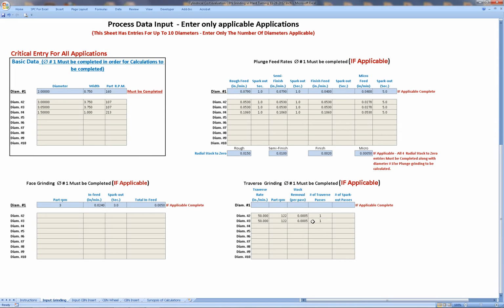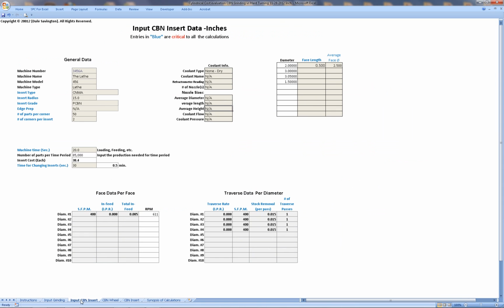no spark out pass. Also for this demonstration, I left a face to grind, and that would be a face between the two journals, the diameter 1, 2 inch, and the diameter 2, 3 inch. The RPM is higher than 3. It should have been 107. We're running 24,000 inches per minute. We have a 3-second spark out, and we have a total in-feed of 5 thousandths. Now we're finished. We can move on to the input for the CBN.